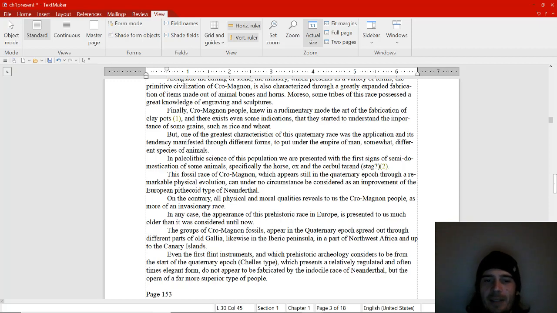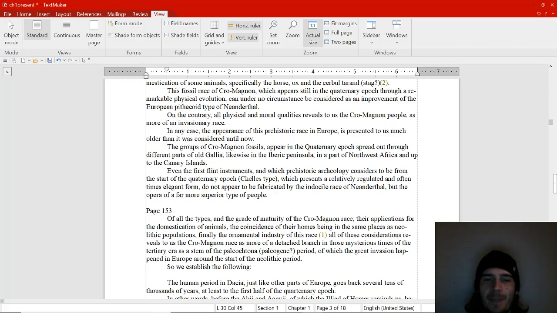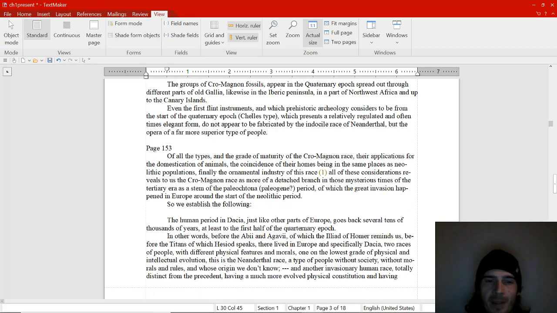Even the first flint instruments, which prehistoric archaeology considers to be from the start of the Quaternary epoch or Kelly's type, which presents a relatively regulated and oftentimes elegant form, do not appear to be fabricated by the indocile race of Neanderthal, but the opera of a far more superior type of people.